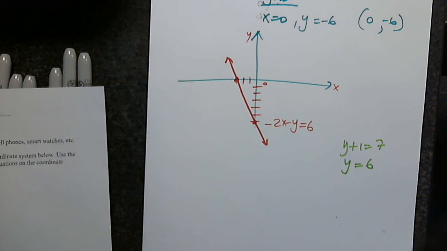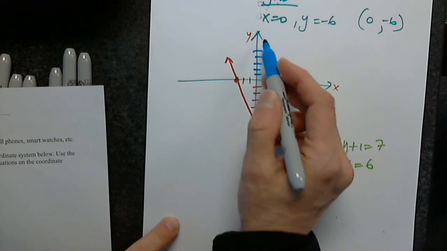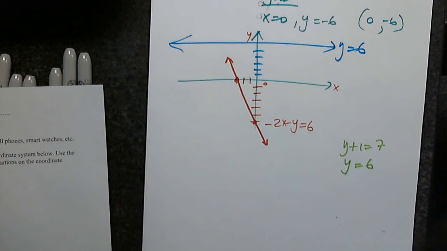How do I graph this? What type of line is it? It's horizontal. Yes, at 6. Very good. 1, 2, 3, 4, 5, 6. So this is y equals 6. Very good. Perfect. Okay, the next one.